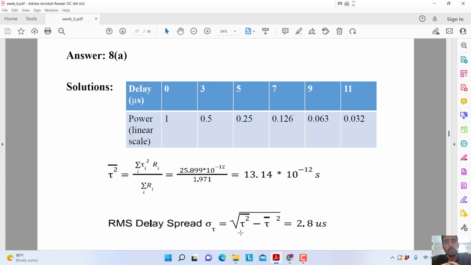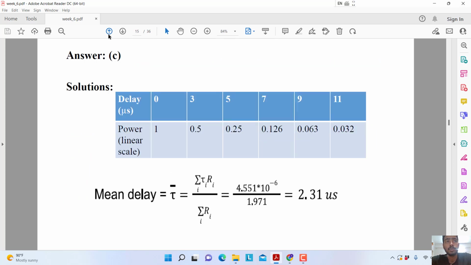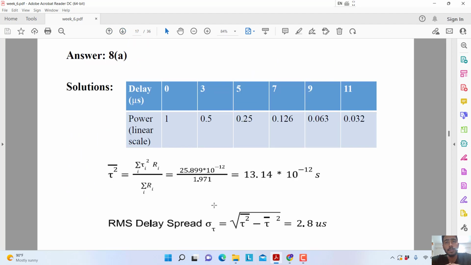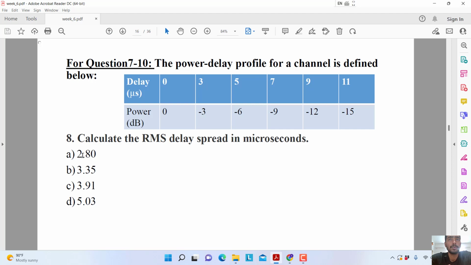Now we have to calculate the RMS delay spread. Over here tau square is given, 13.14 into 10 to the minus 12, and the mean delay was already calculated in the last question. It was 2.31 and this is 13.14. Just put the values, it will come 2.8 microseconds. So our RMS delay spread is 2.8 microseconds. So your option is the right one.